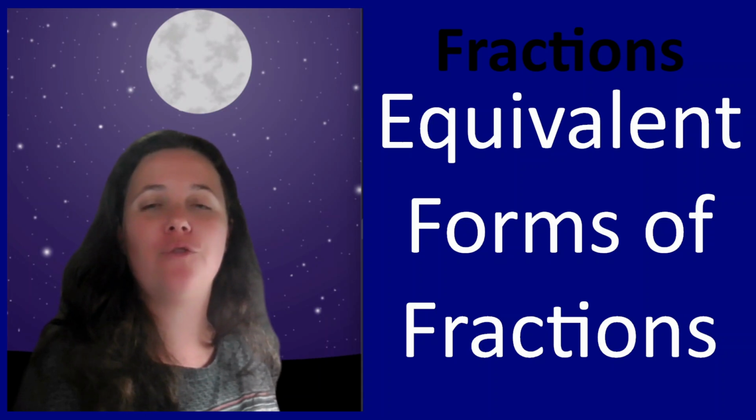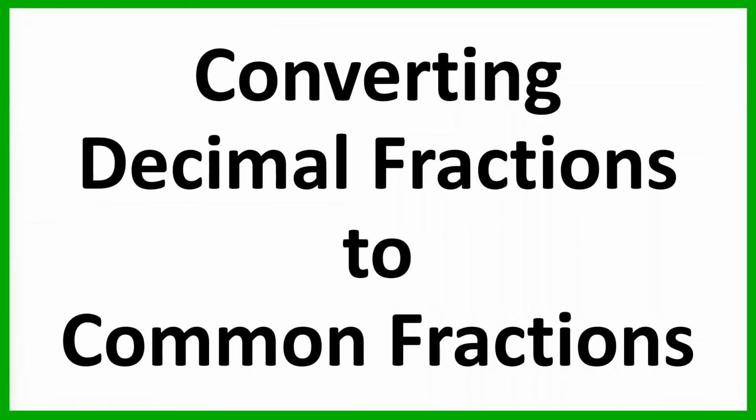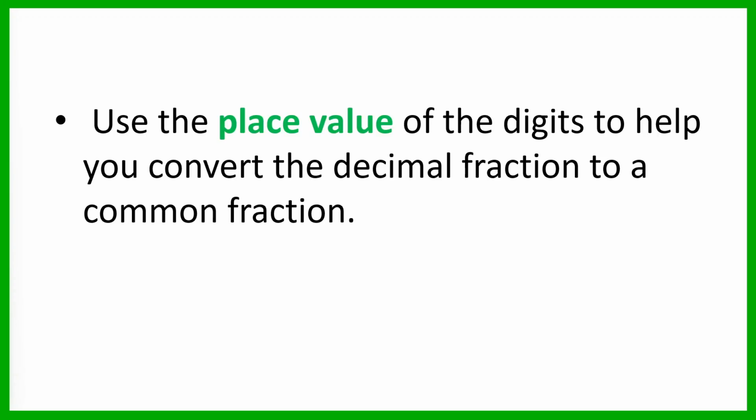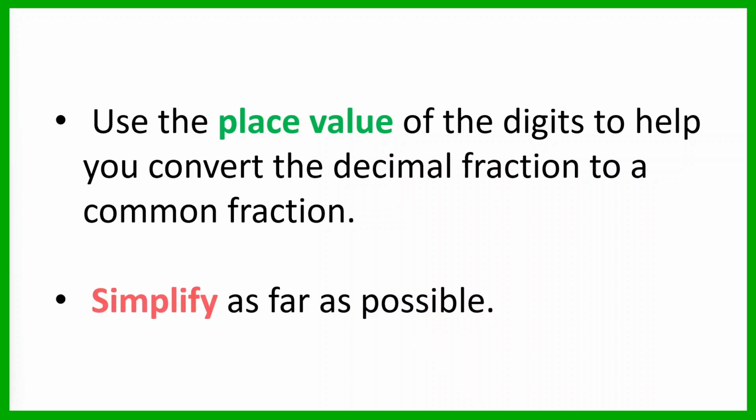Okay, so we're going to start off by looking at converting decimal fractions to common fractions. When you convert decimal fractions to common fractions, you need to use the place value of the digits to help you convert the decimal fraction to a common fraction. And then once you've converted it to a common fraction, you need to simplify as far as possible if you can. Okay, let's have a look at a quick example.